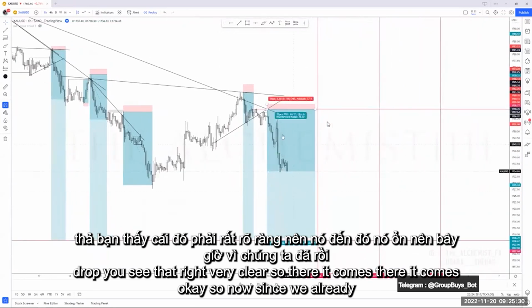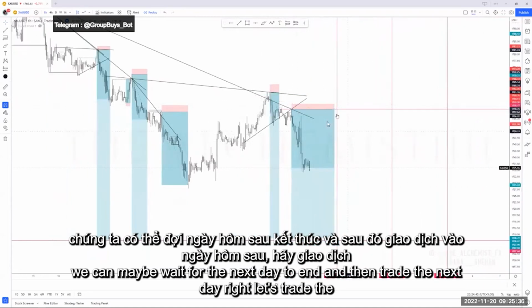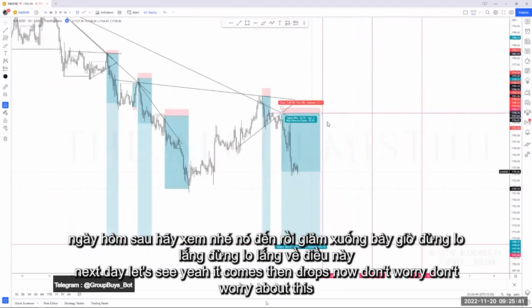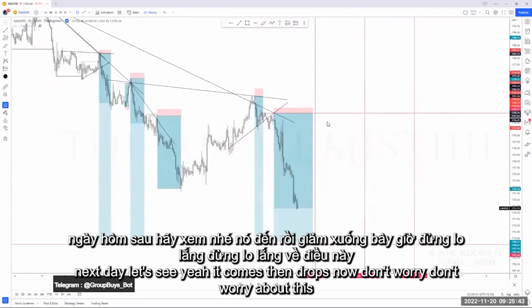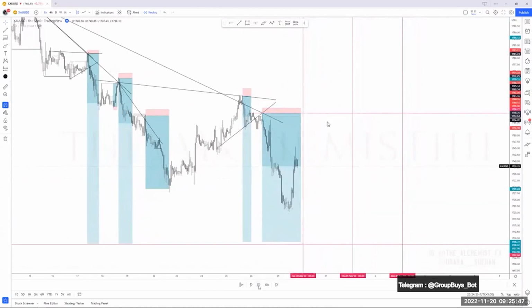Okay, so now since we already have an entry, what do we do? Do we go for more trades? No, just patiently wait. We can maybe wait for the next day to end and then trade the next day, right? Let's trade the next day. Let's see. There it comes. There it drops. Don't worry about this.